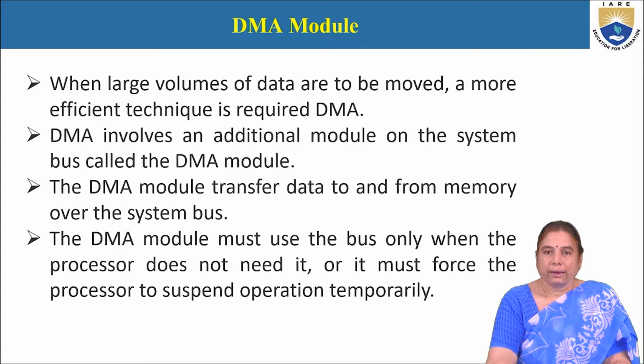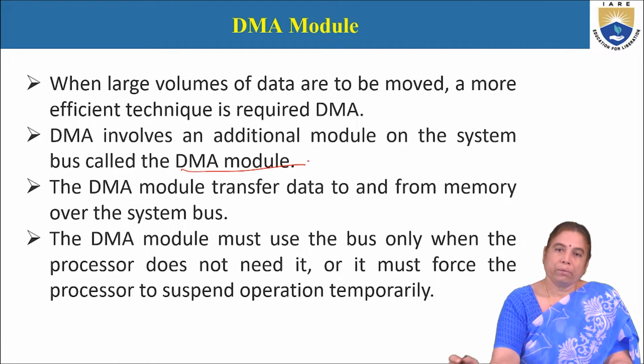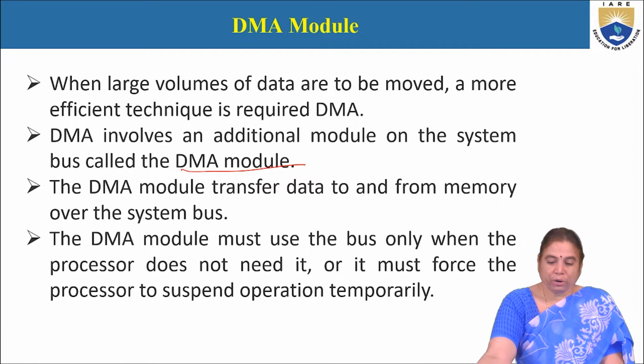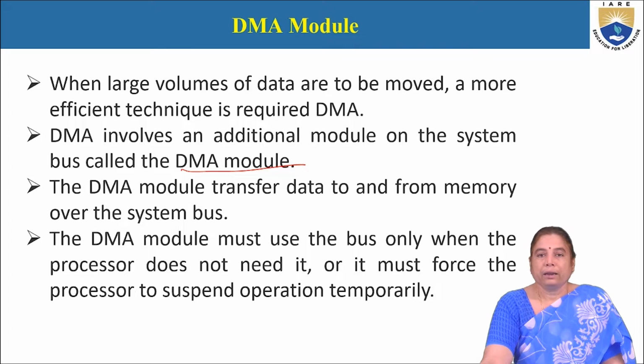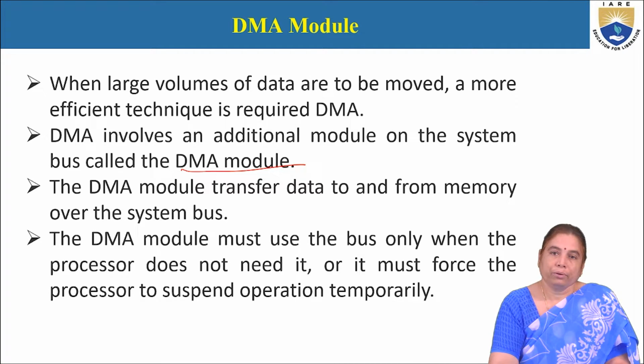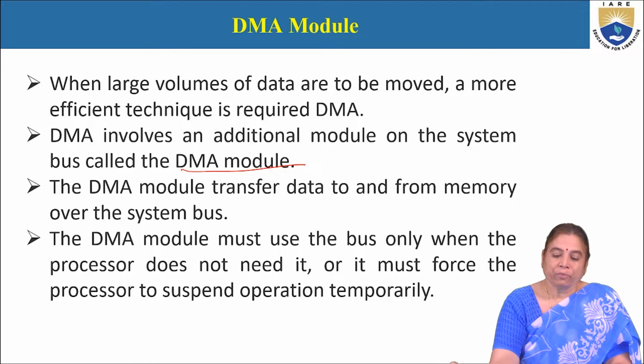DMA involves an additional module on the system bus that is called the DMA module. To facilitate DMA transfer, a DMA module can be required. The DMA module transfers data to and from memory over the system bus. The DMA module must use the bus only when the processor does not need it, or it must force the processor to suspend the operation temporarily.